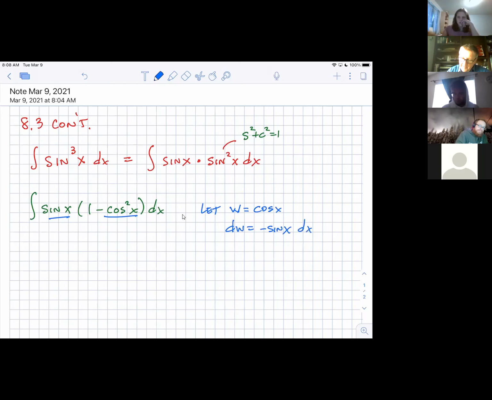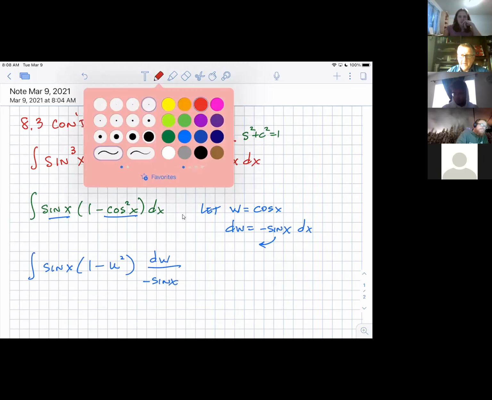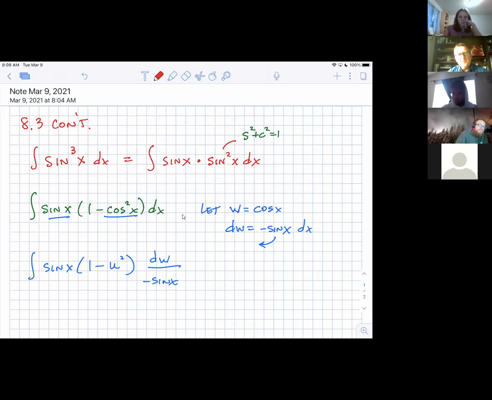dx. Then what do I have now? Well, I've still got that sine of x out front. And now I only have 1 minus w squared, which is nice. But then what happens when I replace that dx? Well, if I divide this sine of x over, then I end up with dw divided by negative sine of x. And so do you see, this is the classic example of substitution. The thing you're substituting, its derivative is in the problem. Oh, look, bam, bam, those are gone.